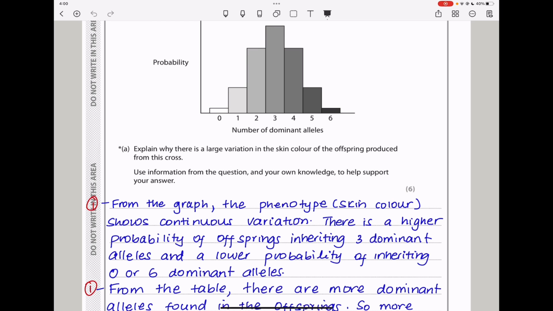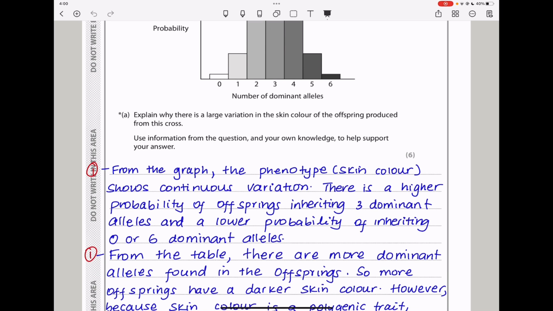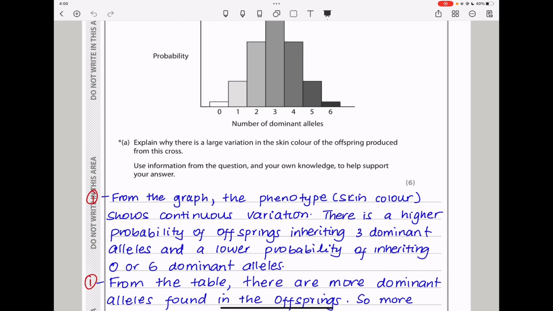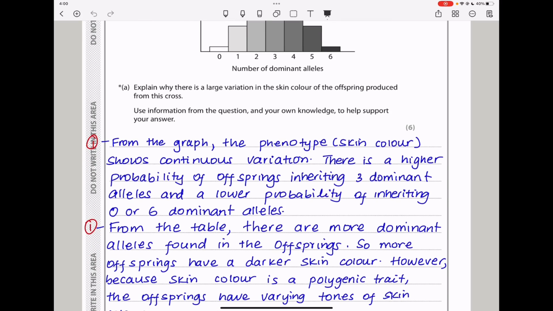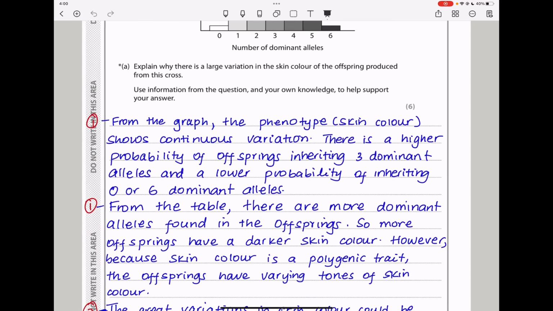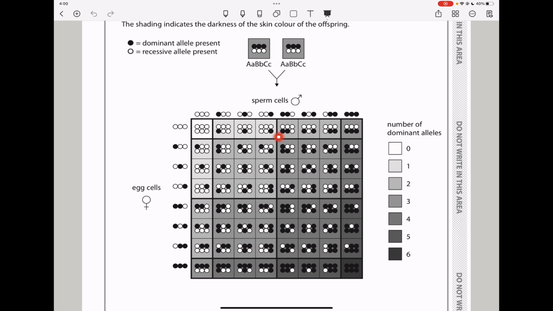There is a higher probability of offsprings inheriting 3 dominant alleles and a lower probability of inheriting either 0 or 6 dominant alleles. We can see fewer 0 and 6 dominant alleles. Most of them are going to inherit 3, and the next will be 2 and 4, and so on. So I went on to say, from the table is what we saw here. So the next part is going to be talking about the skin tones and so on.